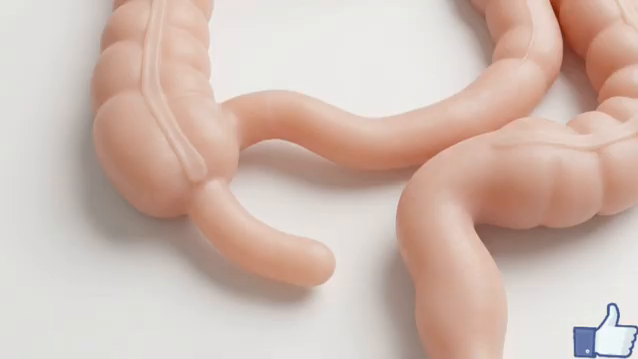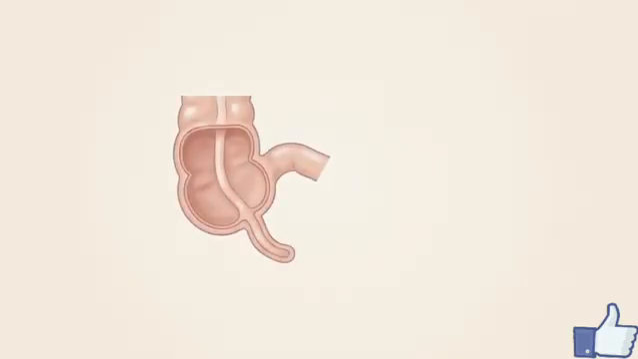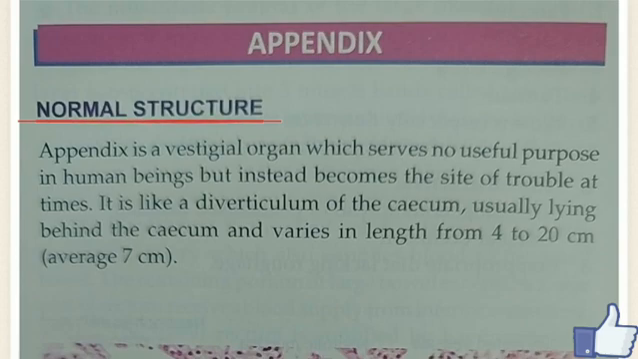It is a vestigial diverticulum of the cecum, essentially a blind-ended pouch averaging 7 centimeters in length. While it serves no useful purpose in humans, it possesses a complex 4-layer wall structure shared with the rest of the alimentary tract: the mucosa, submucosa, muscularis, and the outer serosa.